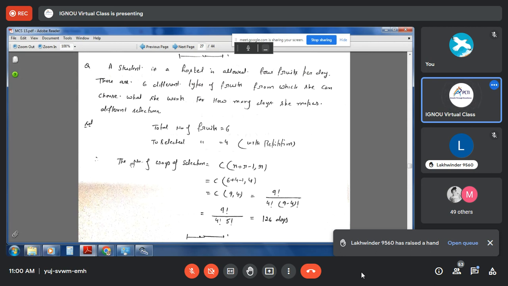So we use the formula, the number of ways of selection C(n plus R minus 1, R). Put the value n is equal to 6, R is equal to 4, so C(6 plus 4 minus 1, 4), then calculated, it is 126. It's from your booklet. So, next time we will start the new topic.